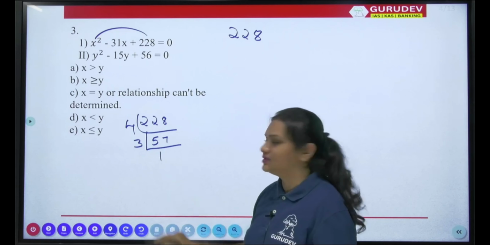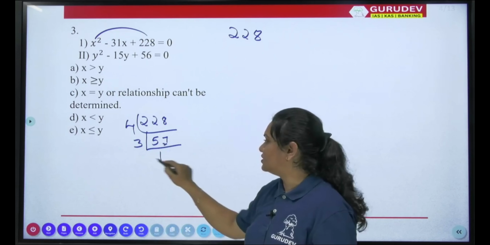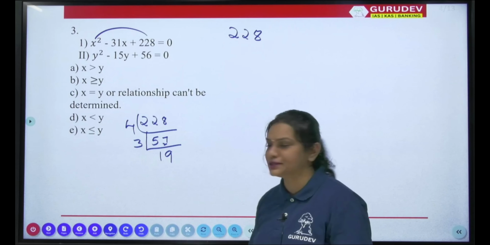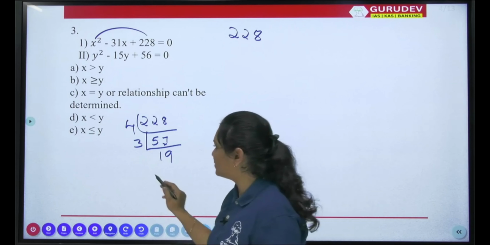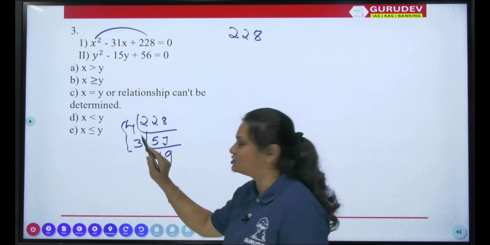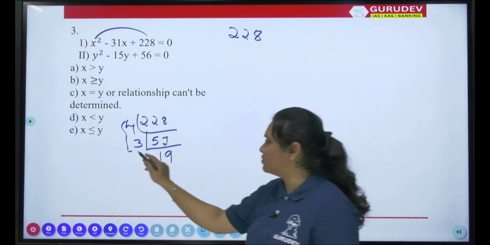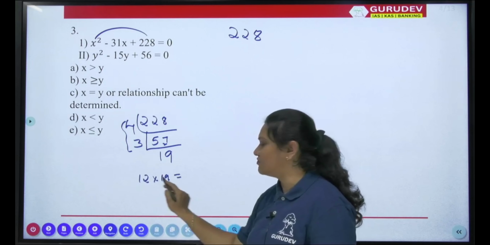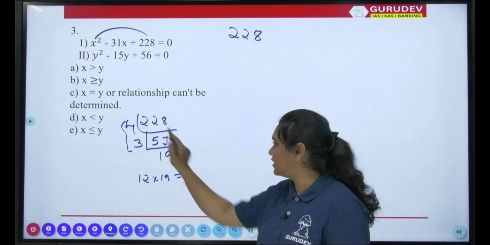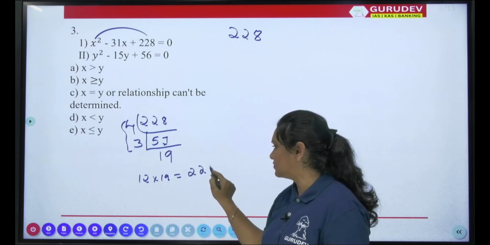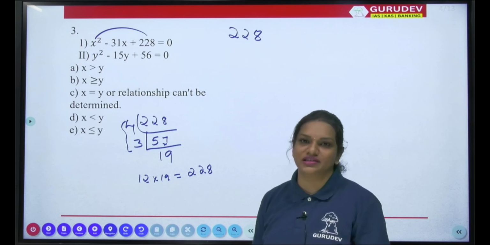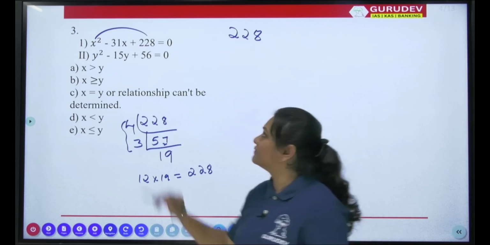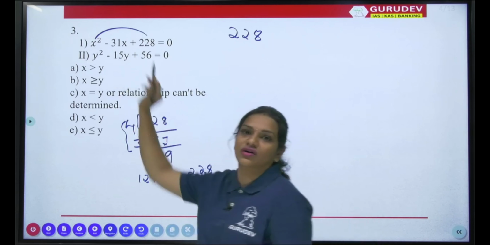3 1s are 3, then 2 is left. 3 9s are 27. Is it clear? Yes. So finally, if I merge these 2, 4 and 3, it will be 12 into 19. That means if I multiply 12 and 19, I'll be getting 228. Okay, the product is satisfied. What we need to check? We need to check whether we are getting 31 or not.